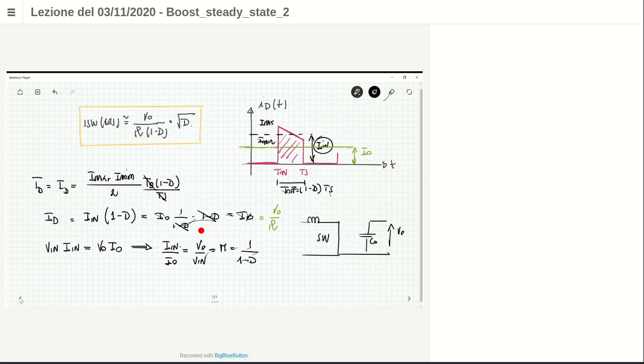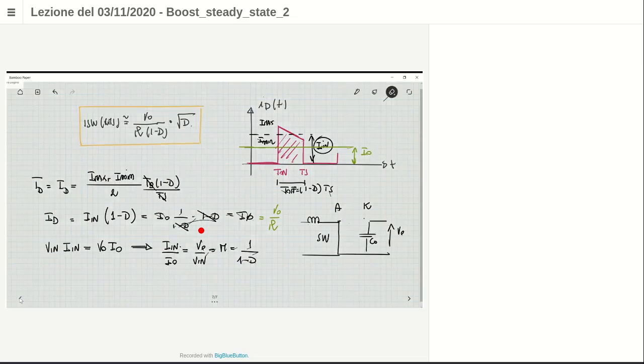Which is the voltage across the diode? The diode has this, say, direction. Okay, this is the anode, and this is the cathode. Let me consider just the voltage from the cathode to the anode. Okay, so the maximum reverse voltage.